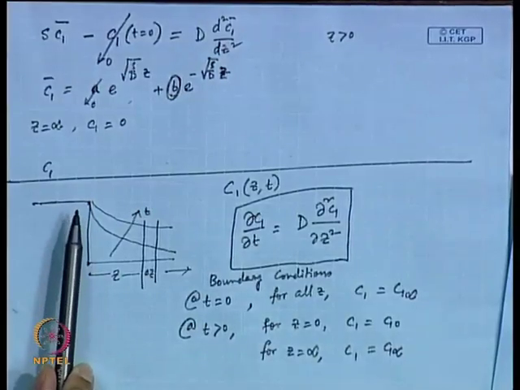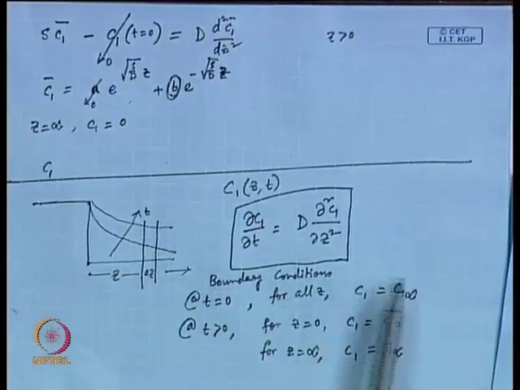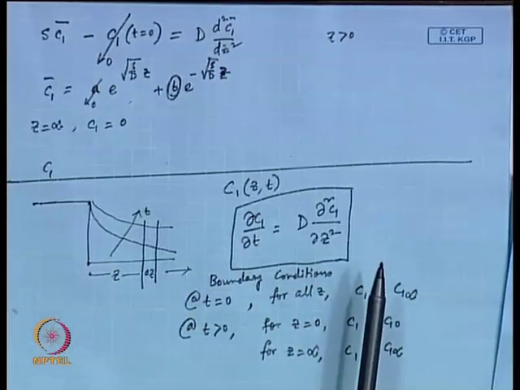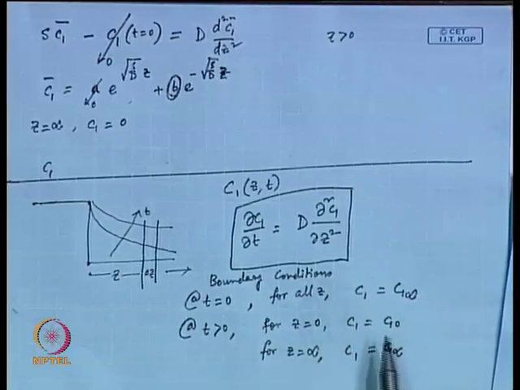Now, this case is that you are holding this point at z equal to 0, C1 is equal to C1 0, and of course, at z equal to infinity, far away from this place there is no effect of it. So, the concentration will remain same as it was before. So, these are the boundary conditions.